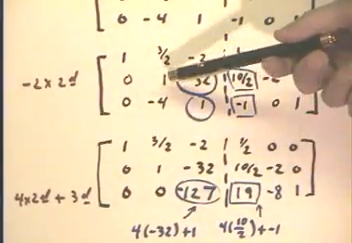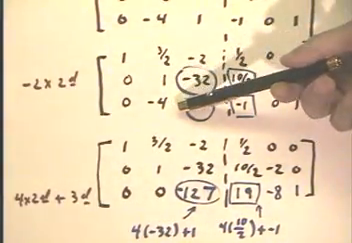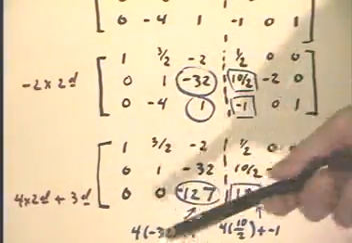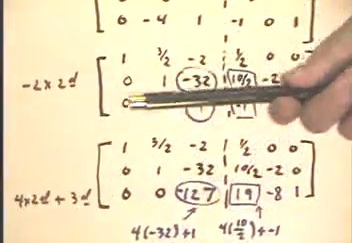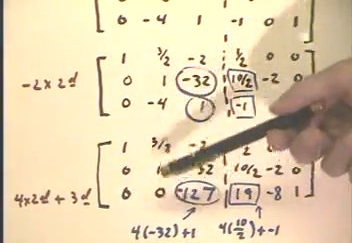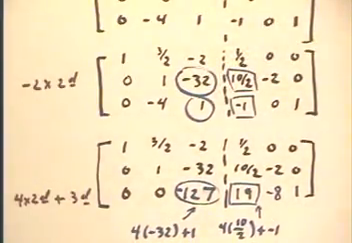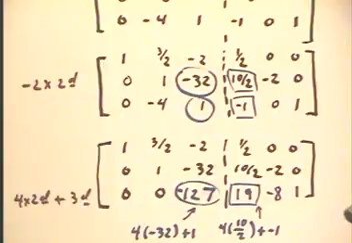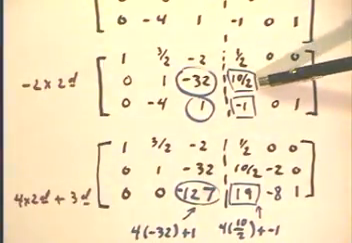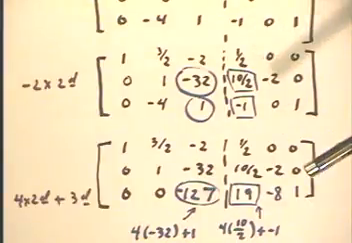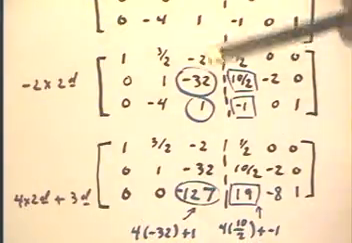If we add 4 times the second row to the -4, 4 times the 1 to the -4, we're going to get the 0. So we add 4 times the second row to the third. Okay, so 4 times 1 is 4, and -4 gives us 0. 4 times -32 is -128, plus 1 gives us -127. 4 times 10 halves is 40 halves, or just 20.